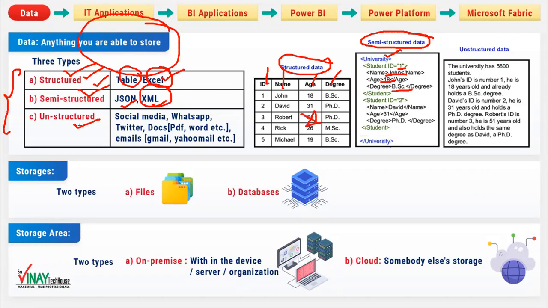Unstructured: your social media data, your WhatsApp, your Twitter, your Instagram, your Gmail data, your PDF data. We never follow any order. We never follow any protocol. We type whatever we feel comfortable. So that is unstructured. Your social media, WhatsApp, Twitter, like this. These are the three types of data available in the IT industry.